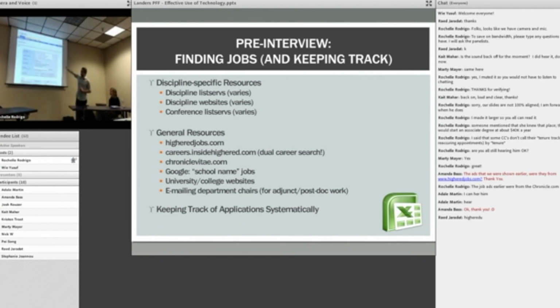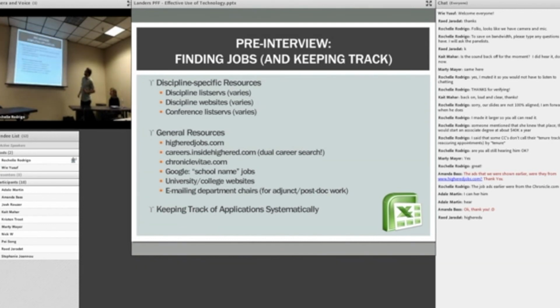So here's Higher Ed Jobs, just to give you an idea of what these kind of things look like. Basic ability to search by whatever random criteria you want. It's a basic kind of search, so nothing super surprising there. Inside Higher Ed's dual careers option is right there. That's that little tab. Allows you to try to coordinate multiple job requirements if you need them.